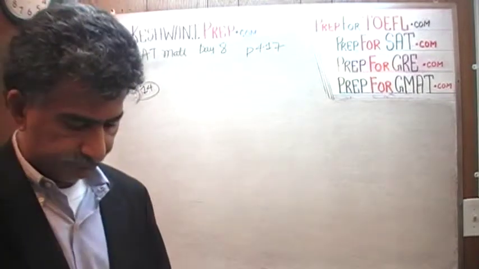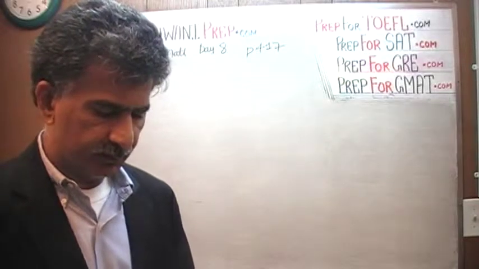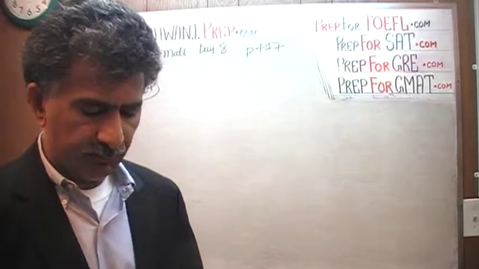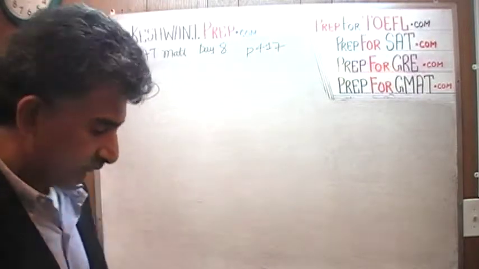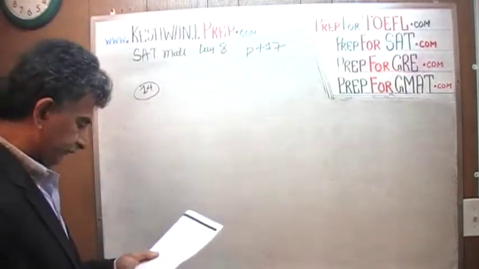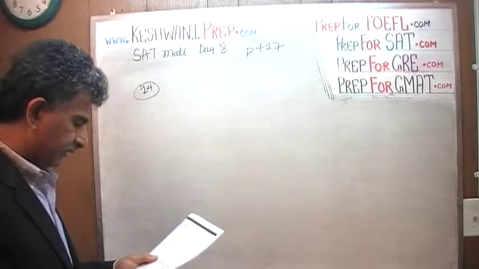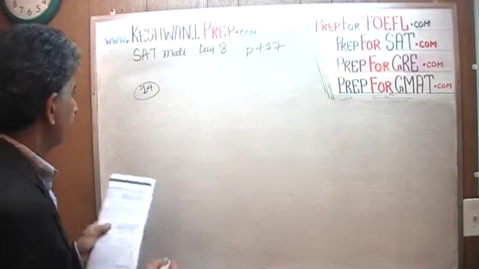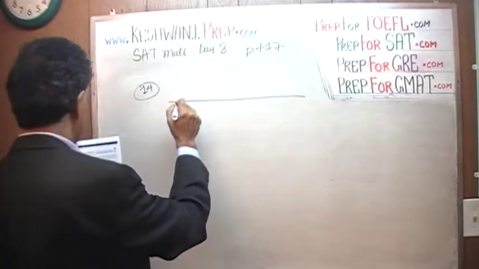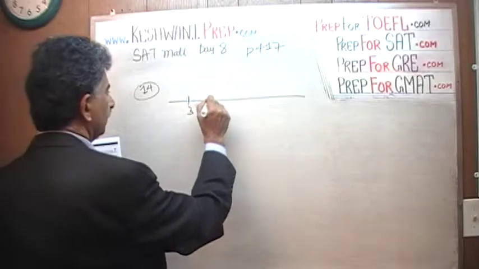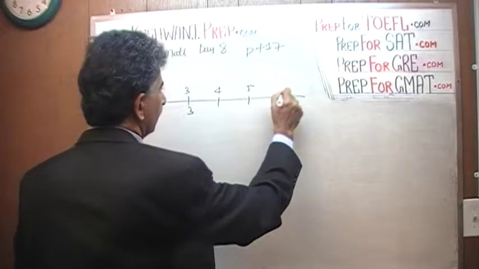Number 14. Each term of a certain sequence is greater than the term before it. The difference between any 2 consecutive terms in the sequence is always the same. So that's very important. The difference is always the same. If the 3rd term and the 6th term in the sequence are 17 and 77, here's our sequence. Let's make a list here: the 3rd term, 4th term, 5th term, 6th term.